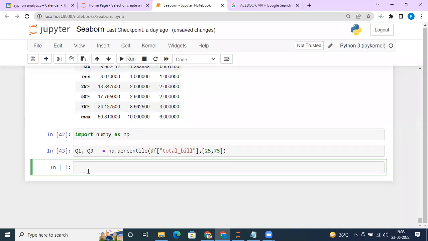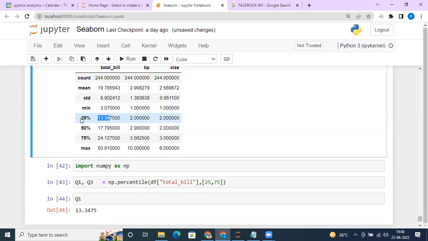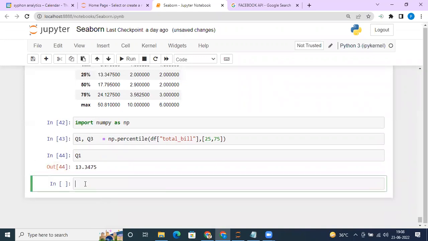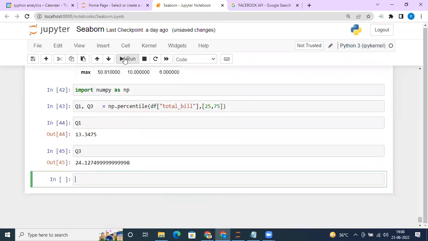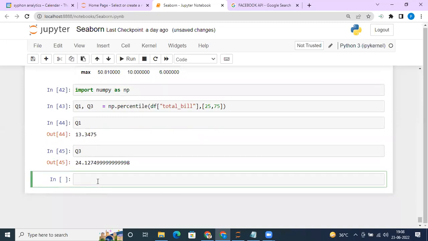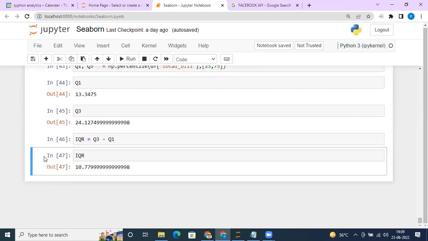Let me execute this. And now if we can check Q1, 13.34. Can you check everyone? What is 75 percentile? Q3. Check, what is 24.1274. Right? So we got Q1, we got Q3. Now I can find out IQR. What will be IQR? IQR will be Q3 minus Q1. See, this is my IQR, 10.779.